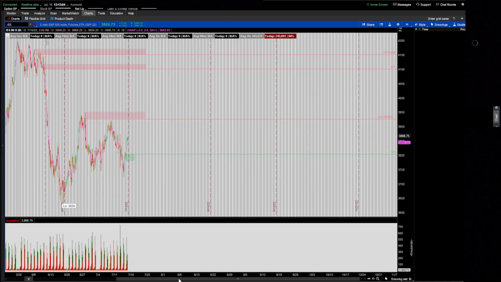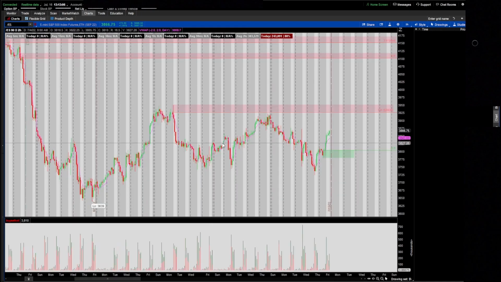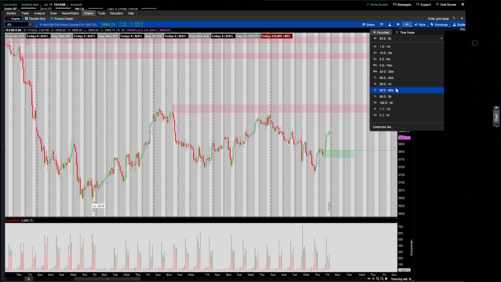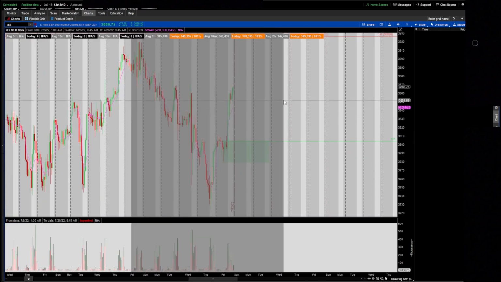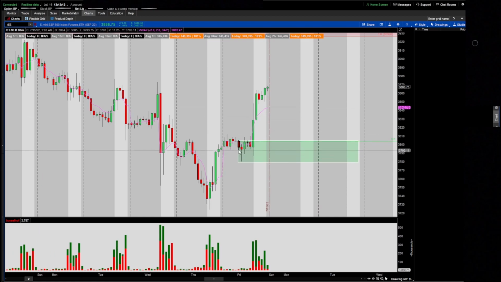So I'm not going to draw every single zone. I'm just giving you guys a basic view of how to draw these zones. If you have any questions, just always contact me. I'm always down to help you guys.